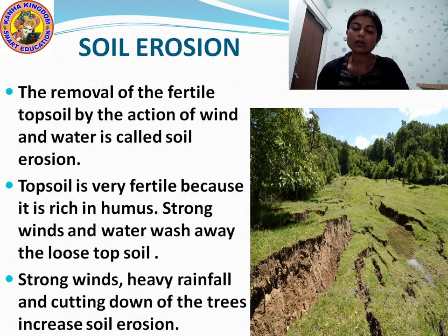Even the cutting down of the trees increases the soil erosion. So these are some factors which increase soil erosion. And what are the factors? Strong winds, heavy rainfall and cutting down of the trees are some factors which increase soil erosion. Understood?